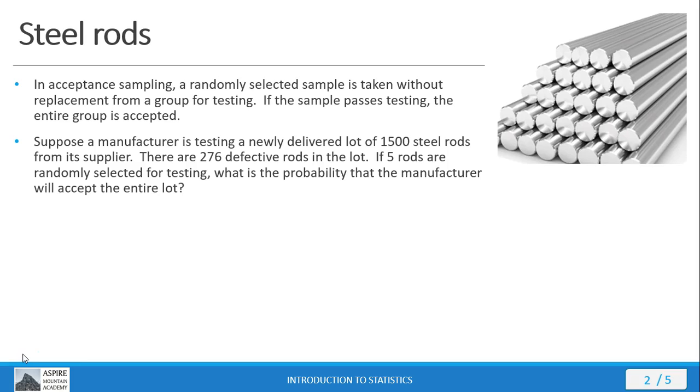So let's say we've got 1,500 steel rods in the lot. We're going to deliver it to our customer. And if we were to test each and every rod in the lot, we would find there are 276 defective rods in the lot. But we're only going to select 5 rods for testing because we don't want to actually test each rod in the lot. So under those conditions, what is the probability that the manufacturer will accept the entire lot?